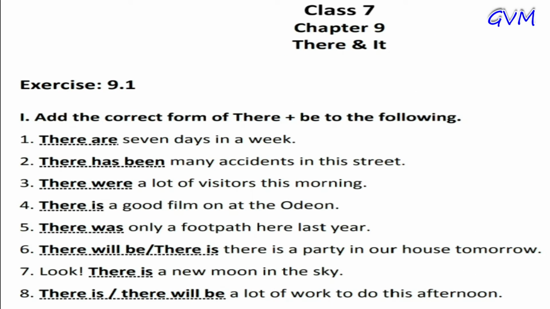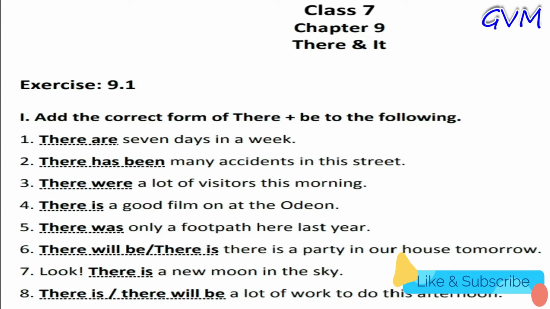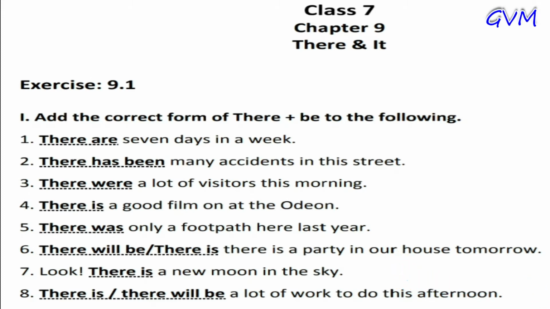Now, here's exercise 9.1. So, let's start this exercise. Question number first, add the correct form of there plus be to the following. First, dash 7 days in a week. And the correct answer is there are. My dear students, we use there plus verbs is, are, am, was, were, has, have, been, will be. We can use it. Second, dash many accidents in this street, and the answer is there has been.